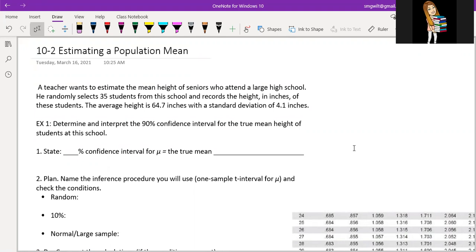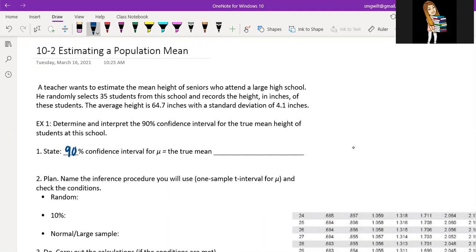A teacher wants to estimate the mean height of seniors who attend a large high school. He randomly selects 35 students from the school and records the heights in inches of these students. The average height is 64.7 inches with a standard deviation of 4.1 inches. Determine the 90% confidence interval for the true mean height of the students at the school. The first step is to state the confidence interval, which is actually in our question. So we're doing the 90% confidence interval for mu, the true mean height of students at the school.